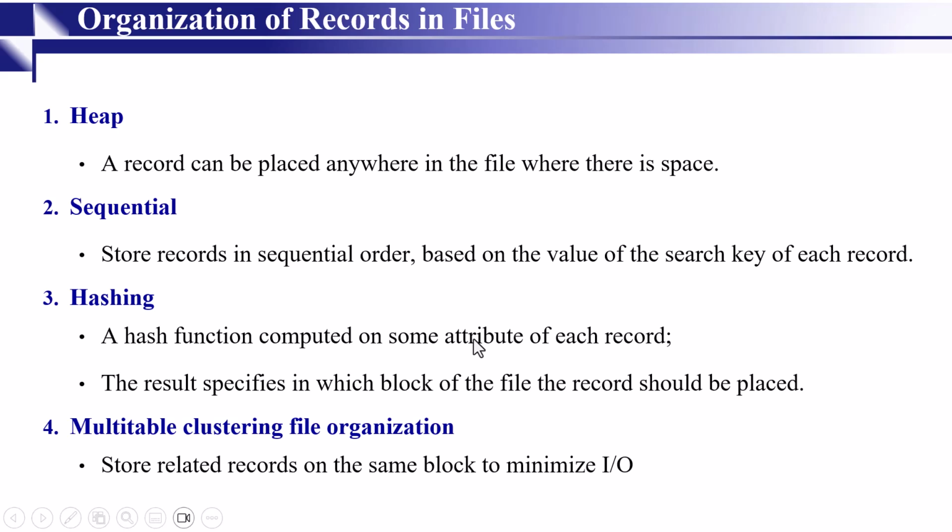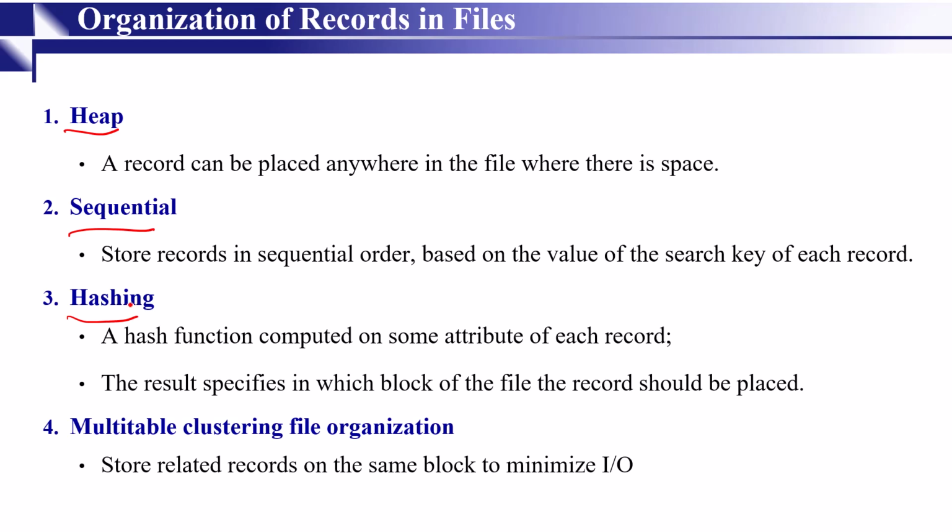So here we can see 4 ways to organize records in a file. The first one is heap. The heap method places records wherever space is available. Simple but unordered. The second one is sequential. Sequential organization sorts records by a search key for efficient retrieval.